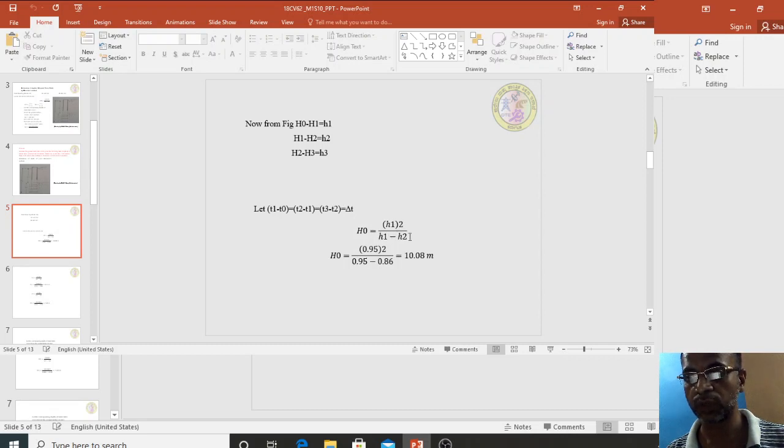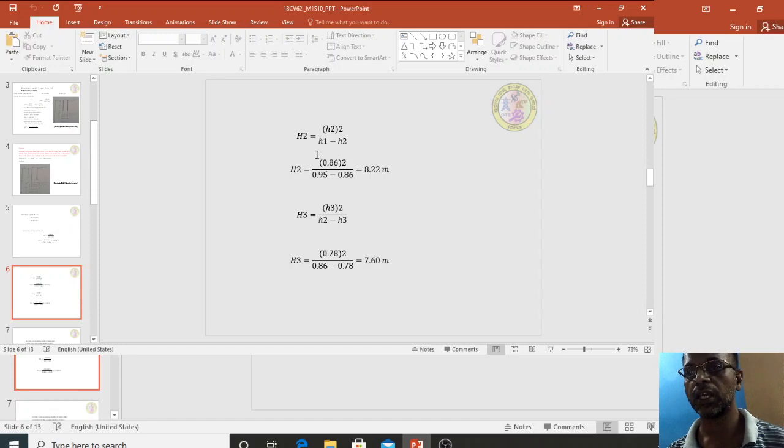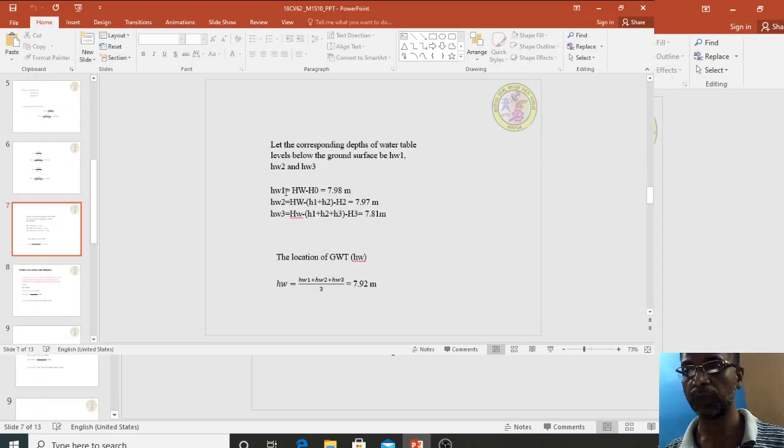With this assumption, H0 is equal to h1 square divided by h1 minus h2, that is 0.95 square divided by 0.95 minus 0.86, that is 10.08 meter, which is your H0. Similarly, H2 is equal to h2 square divided by h1 minus h2, that is 0.86 square divided by 0.95 minus 0.86, that is 8.22 meter. H3 is equal to h3 square divided by h2 minus h3, that is 0.78 square divided by 0.86 minus 0.78, that is 7.6 meter. So hW1 is equal to capital HW minus H0, that is 7.8698 meter.